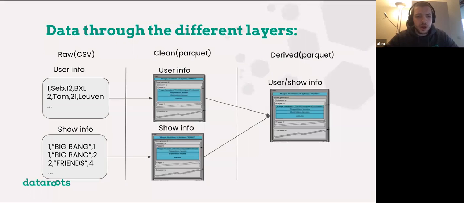To give you a quick example of what the pipeline should look like, in raw this will be CSV. So let's say we ingest that CSV data from the show department. There's just some example data. Then we move this to the clean layer where it's in Parquet. Parquet is a column-based format which enables a lot of compression, which is really useful in the case of a data lake, especially if you work with big data. Then we merge that user info and show info together to create the derived data that we want.